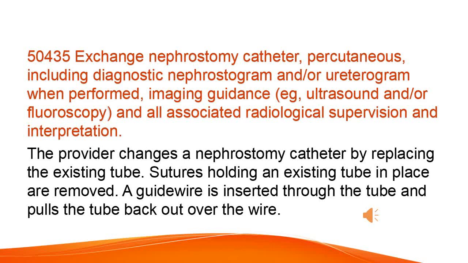Exchange nephrostomy catheter, percutaneous, including diagnostic nephrostogram and/or ureterogram when performed, imaging guidance, e.g., ultrasound and/or fluoroscopy, and all associated radiological supervision and interpretation. The provider changes a nephrostomy catheter by replacing the existing tube. Sutures holding an existing tube in place are removed. A guide wire is inserted through the tube and pulls the tube back out over the wire.